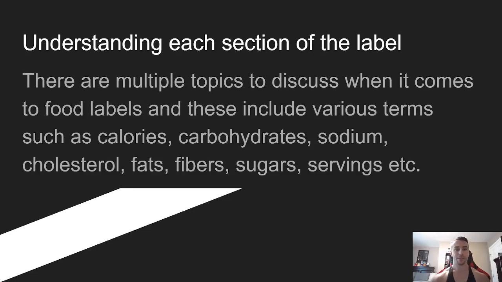So, understanding each section of the label. There are multiple topics to discuss when it comes to food labels, and these include various terms that you've probably seen on food labels, such as calories, carbohydrates, sodium, cholesterol, fats, fibers, sugars, and servings. I'm going to go through these and explain what each of these means in a simplified way so that you can understand them. I'm mainly going to go over the main parts of the labels that you've seen.